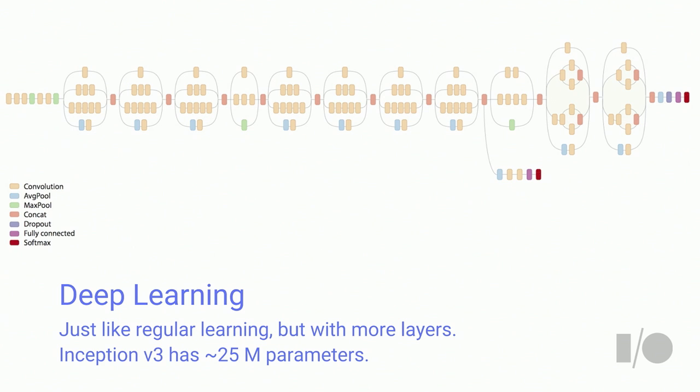This is a very deep network, Inception v3. Inception v3 has about 17 layers, depending on how you count. And it has about 25 million parameters. So it can take a while to train.